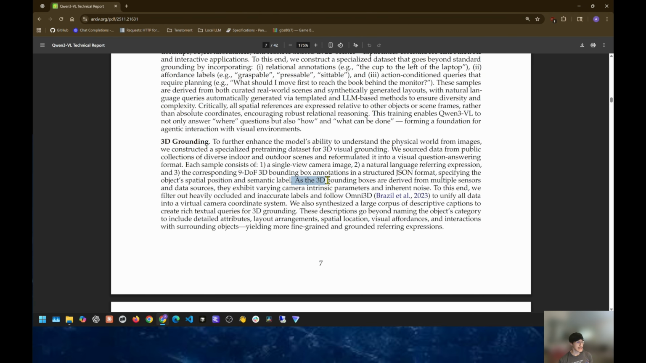As the 3D bounding boxes are derived from multiple sensors and data sources, they exhibit varying camera intrinsic parameters and inherent noise. To this end, we filter out heavily occluded and inaccurate labels and follow Omni3D to unify all data into a virtual camera coordinate system. We also synthesize a large corpus of descriptive captions to create rich textual queries for 3D grounding. These descriptions go beyond naming the object's category to include detailed attributes, layout arrangements, spatial location, visual affordances, and interactions with surrounding objects, yielding more fine-grained and grounded referring expressions.